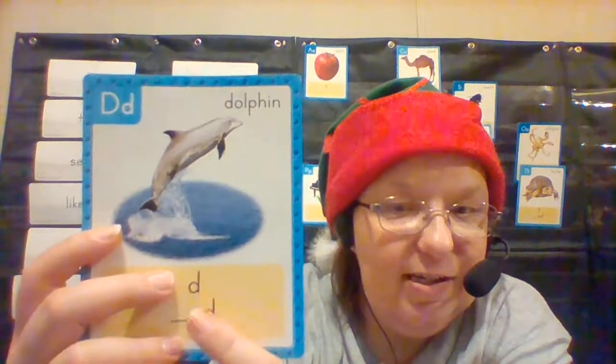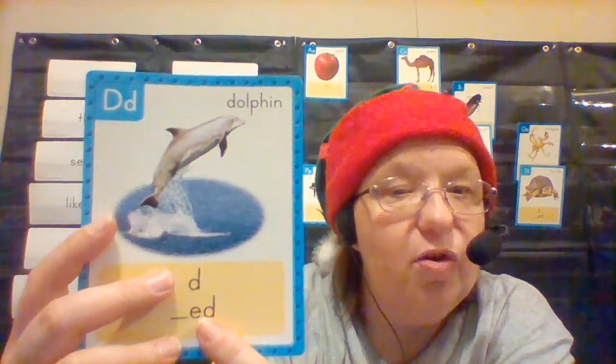This is our letter D. This is the uppercase D, and this is the lowercase d. What is this a picture of? It is a picture of a dolphin. Notice the D is what makes the D sound at the beginning of dolphin. The D and the ED together, they both make that same D sound.